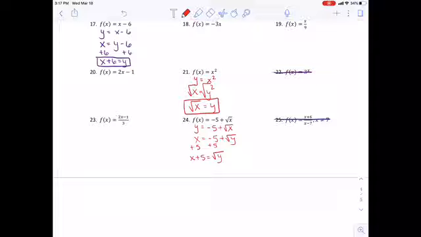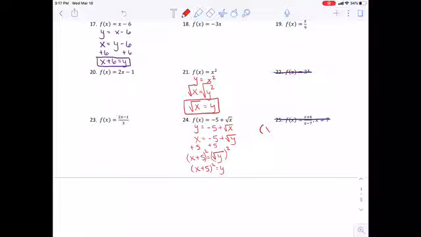Now I have a square root, and remember, to get rid of a square root, we're going to raise it to the second power. So I'm going to take both sides of this equation to the second power, and that will give me that x plus 5 to the second power equals y. Now, if you want to take your x plus 5 and multiply it out, you can do that.